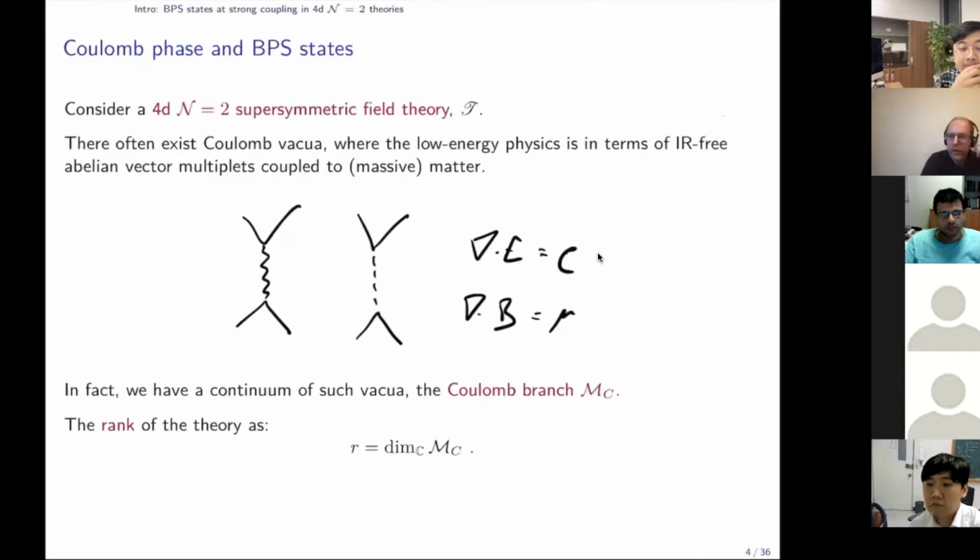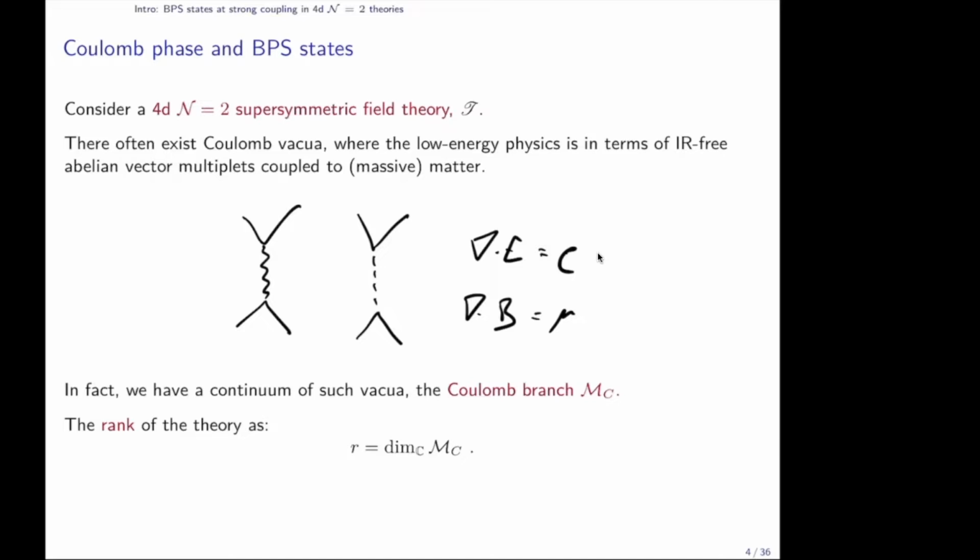So let us then consider a 4D N=2 supersymmetric field theory, any such theory. And then we know that there often exist Coulomb vacua, some particular vacua where the low energy theory is in terms of some photon and their superpartners, an N=2 vector multiplet. So those theories are IR free. They're just some photons coupled generally to massive matter, and so you have the usual photon interaction, and by supersymmetry also some scalar interaction, and the kind of particles are typically dyons, so they have both magnetic and electric charges.